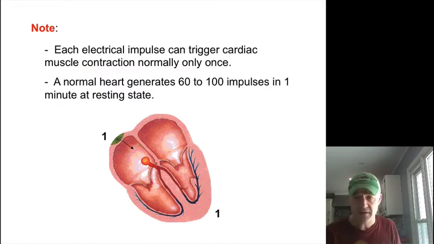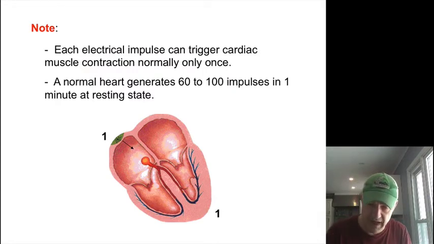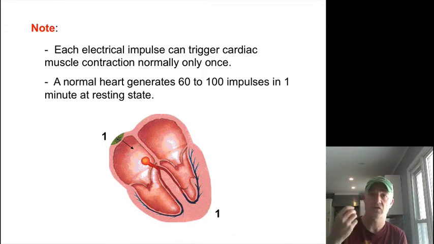And in general, this impulse should happen about 60 to 80 to 100 times a minute as the normal heart rate. So the SA node should depolarize about 60 to 100 times a minute. Each one of those should trigger one cardiac cycle, one set of the heartbeat through there. And again, it is a repeating thing here.